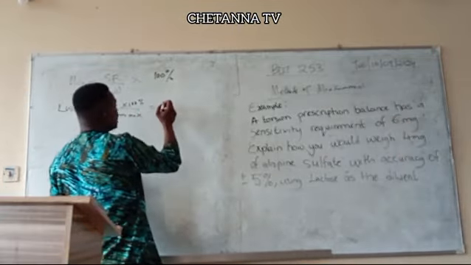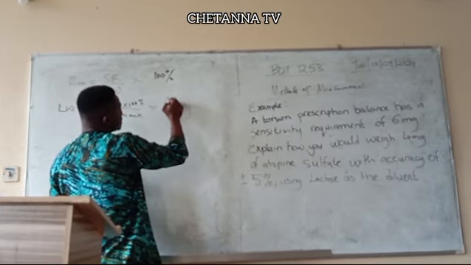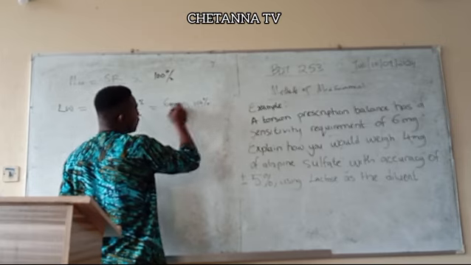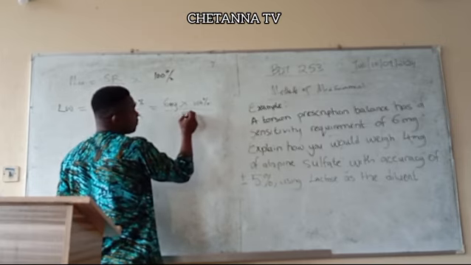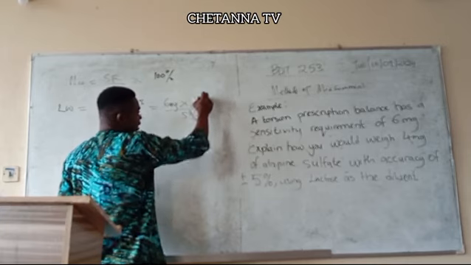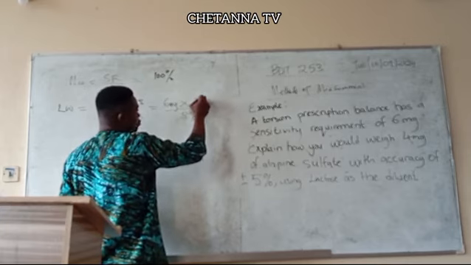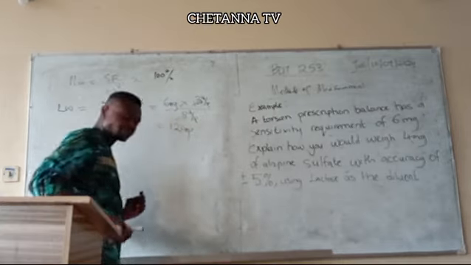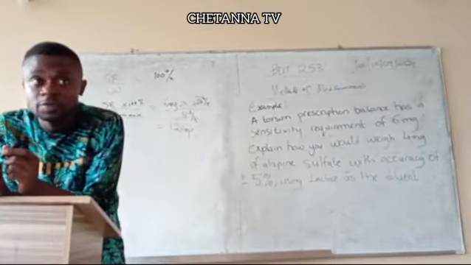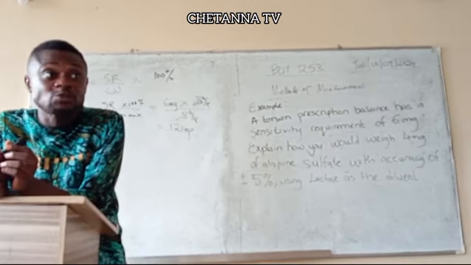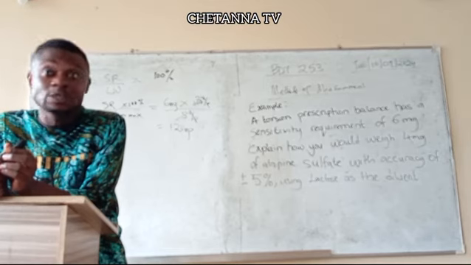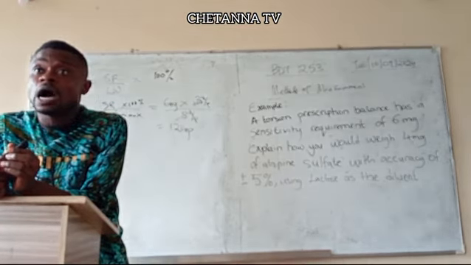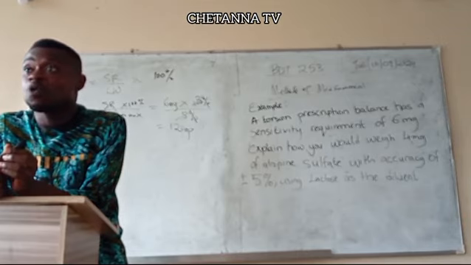From this question, SR is 6 milligram times 100% over 5%. This cancels this, this cancels this, and we have 20 times 6, which is 120 milligram. So the least or smallest weight you can weigh using this balance without causing an error above 5% is 120 milligram.